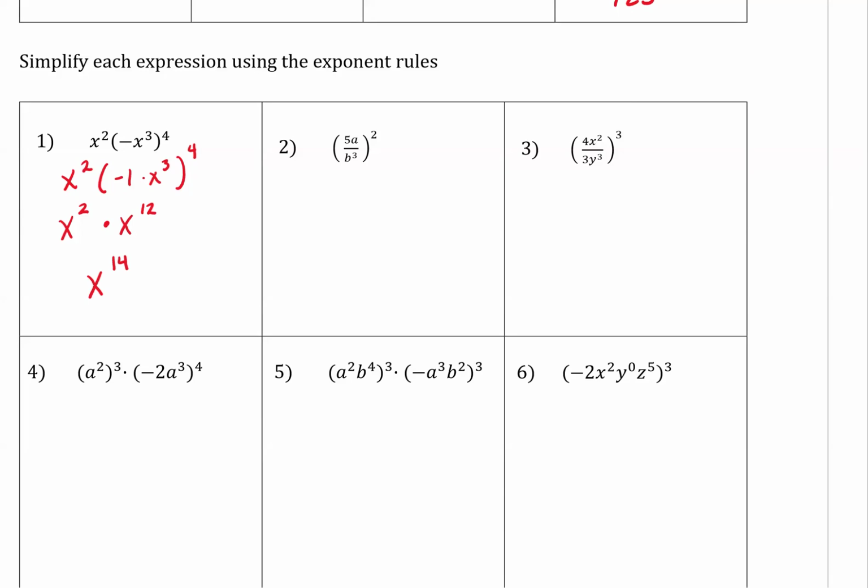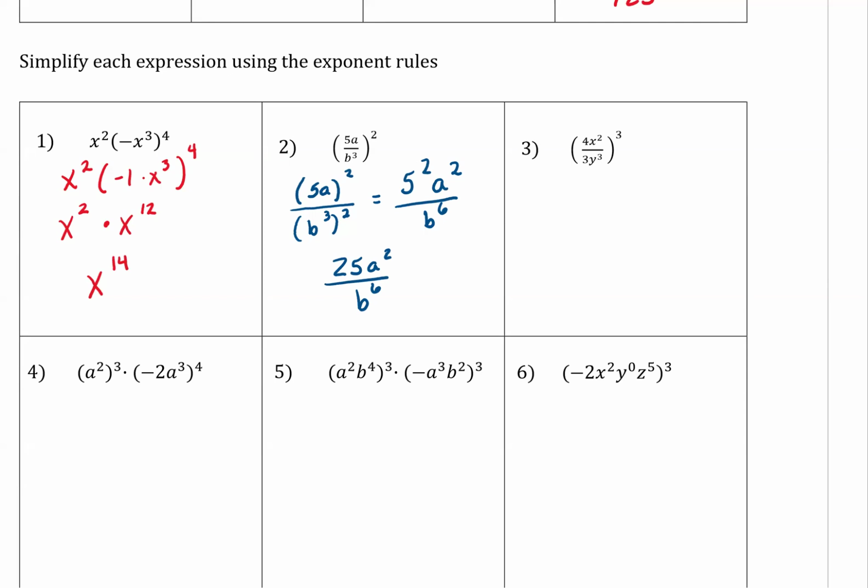Number 2. If I write out all my steps, I'm going to have 5a squared over b cubed squared. I have a product, 5a to the power of 2. So that's going to be 5 squared a squared over power to a power and multiply and get b to the 6th. Simplify this. We get 25 a squared over b to the 6th.